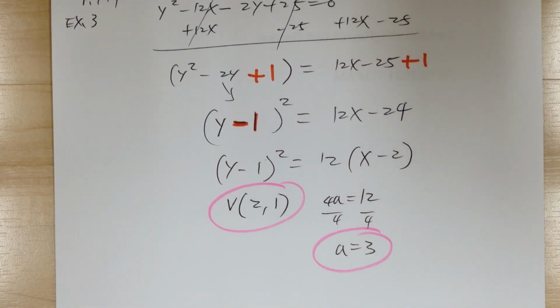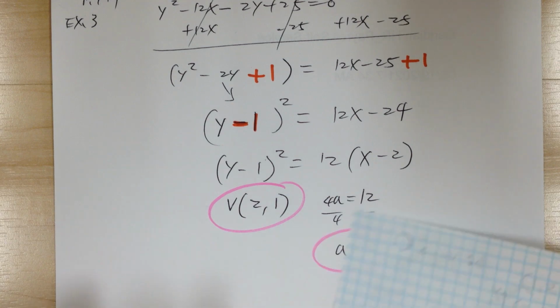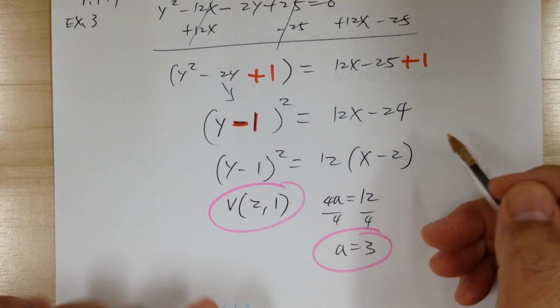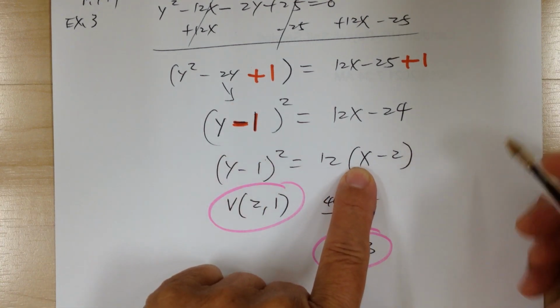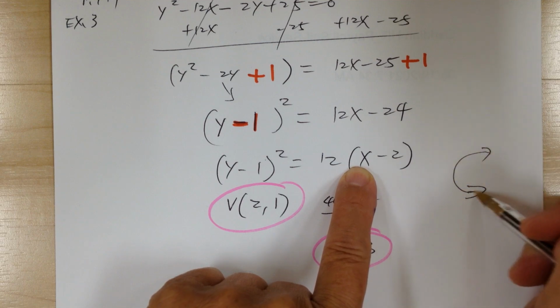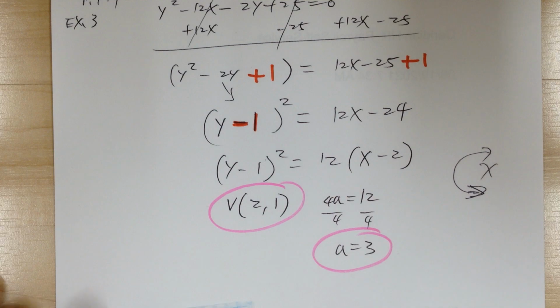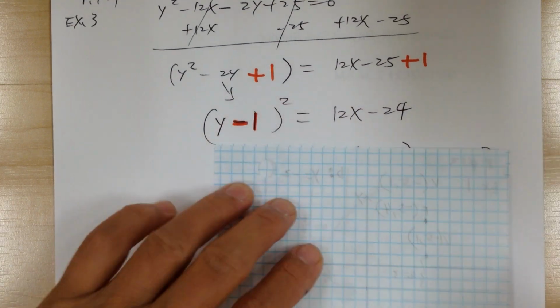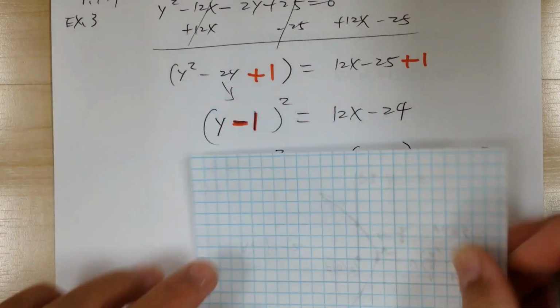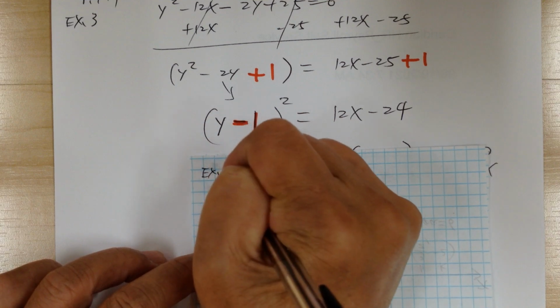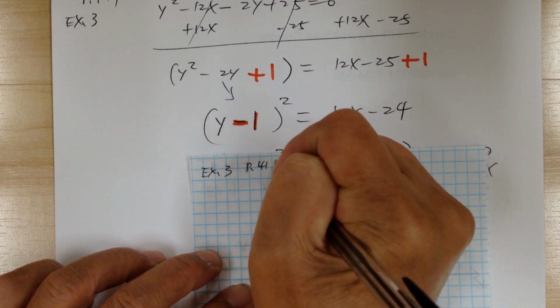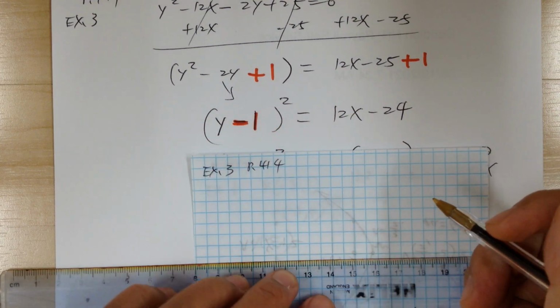So now let's go and sketch it out so we can find all the stuff. Oh, by the way, also notice that this is going to open in the x direction. So graph is going to open this way, right? Because x is over here. So graph is going to open in the x direction. Okay, so example 3. Let's go and sketch these things out.